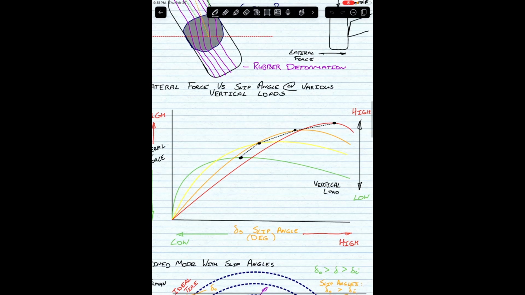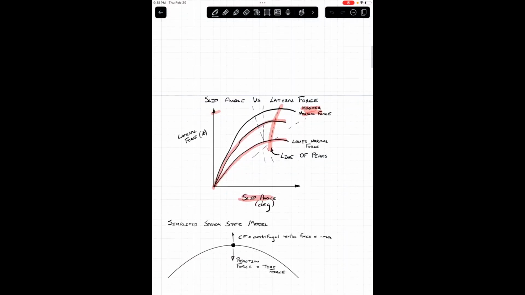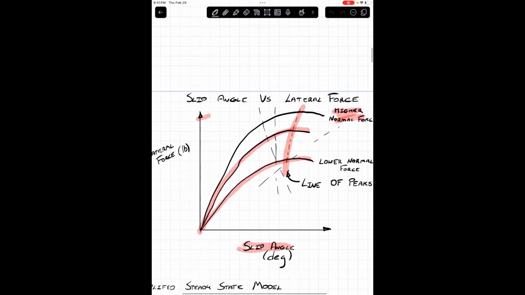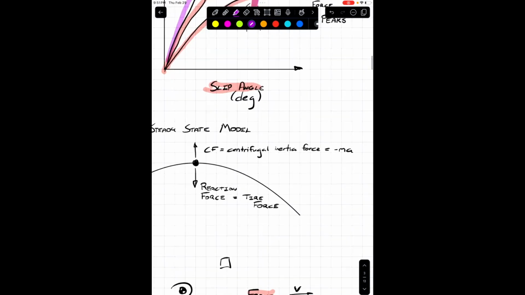And then if I go back to the root, we also have this line of peaks basically. So these are all for different normal forces. If I take the same tire and put a big normal force on it, then the slip angle is going to be here for some lateral force, and then there's a line of peaks. That's kind of an important concept, but you don't really need to understand it. It's more just generating a relationship between different normal forces. That all makes sense so far?